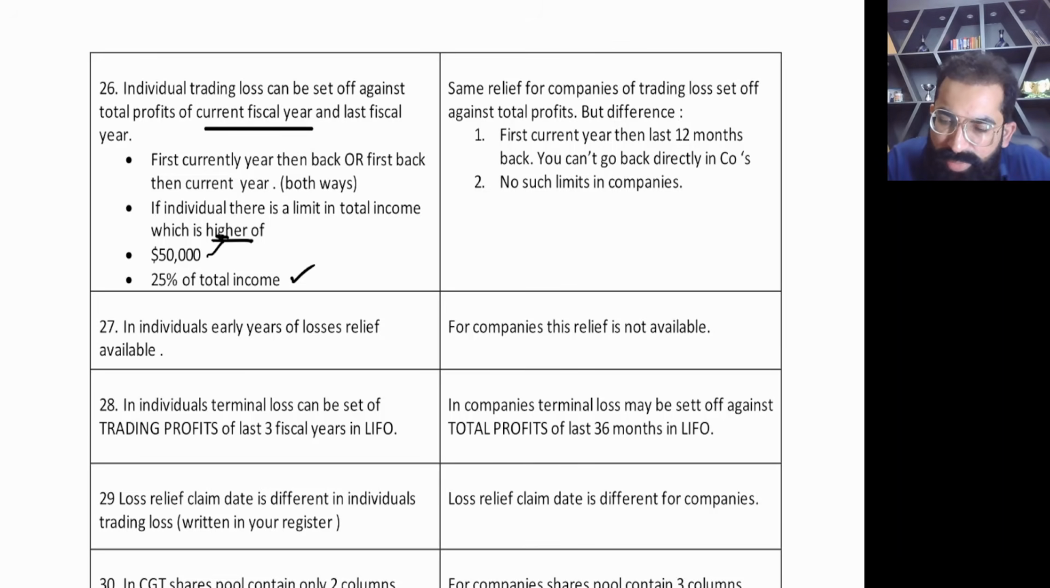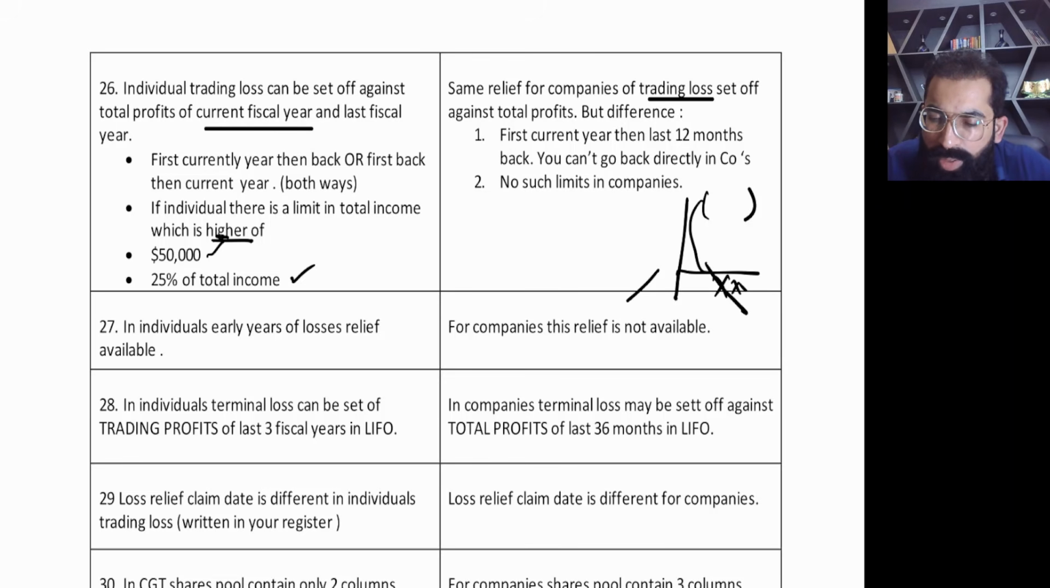Now, the same relief is available for trading loss of companies, but very important, if you are a company and you have a trading loss, you can go 12 months back, but first of all, you need to kill current year total income first, and then you can go 12 months back. You cannot go directly 12 months back in companies. And there is no such limit of 50,000 in companies. It's only for individuals.